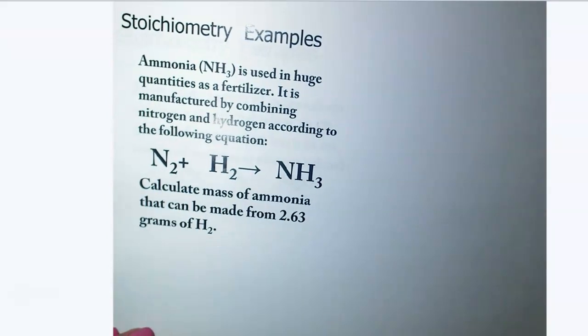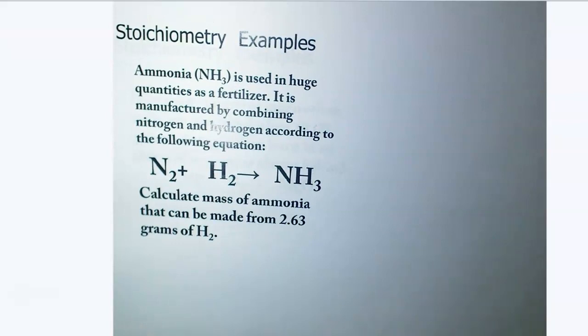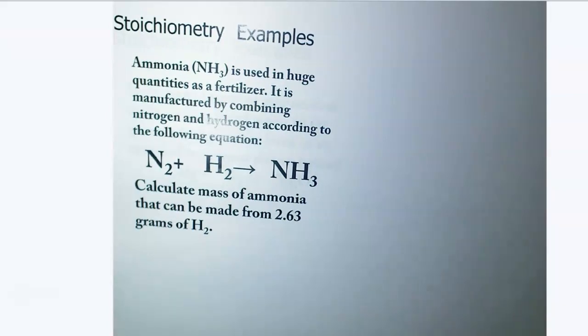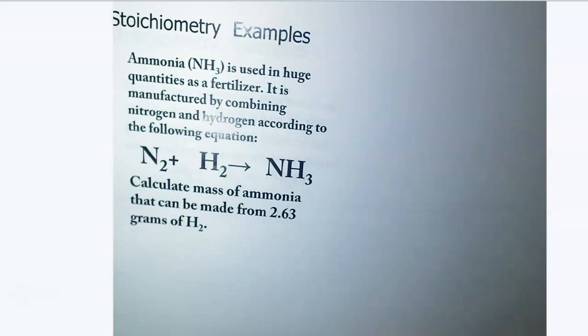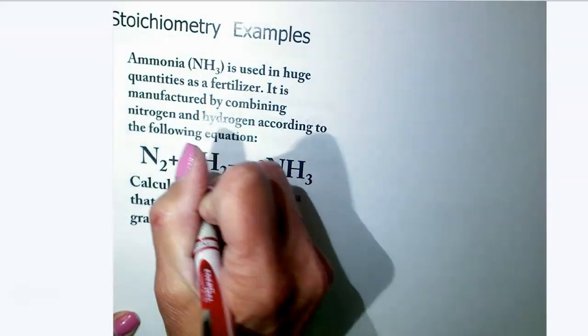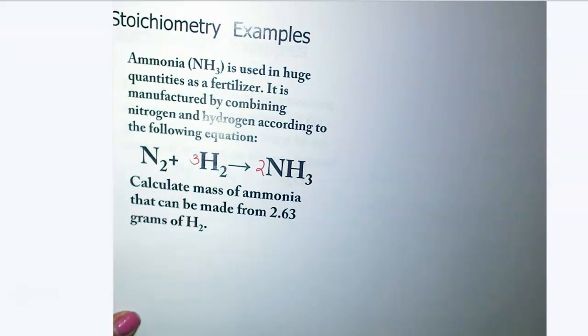Okay, so let's do another one. Oh, look at that. All on one side. So ammonia is used in huge quantities as a fertilizer, as you know. It is manufactured by combining nitrogen and hydrogen according to the following equation. Calculate the mass of ammonia that can be made from 2.63 grams of hydrogen. So what's the first thing we have to do? Balance. Got to balance it first. So let's see. We go 2 here, and we go 3 here, and we're good.